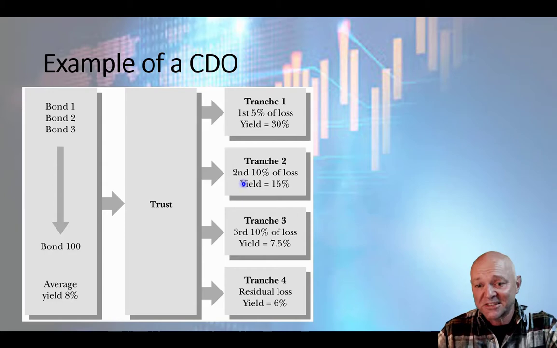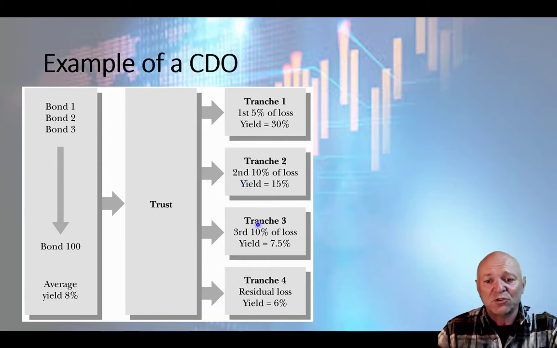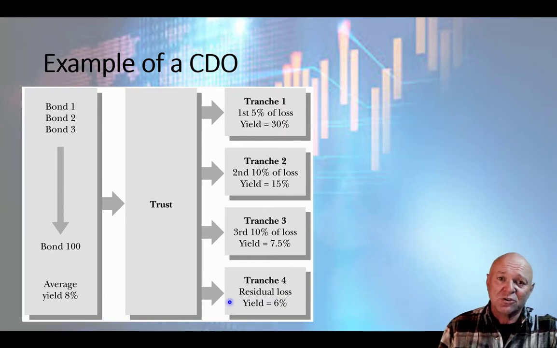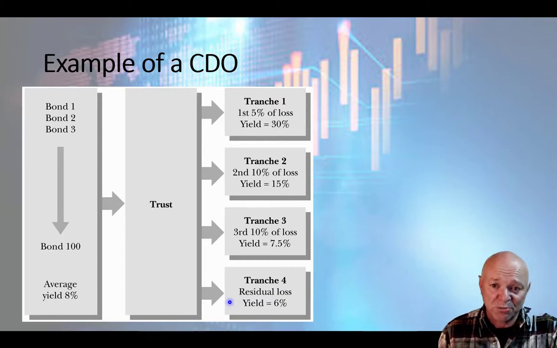Tranche number 2 takes the second 10% of loss. Tranche number 3 would take the third. Still pretty unlikely that you'd lose 25% of the portfolio value. But if they did, they would be the ones to bear it. Now, certainly these first 2 tranches are taking above average risk, so they're getting high yields. The next one's getting a pretty average yield. And whatever's left over, tranche number 4, the chances of losing 25% of value in this portfolio, just about 0. So they've essentially created a risk-free instrument, but they're getting a much better than risk-free return.